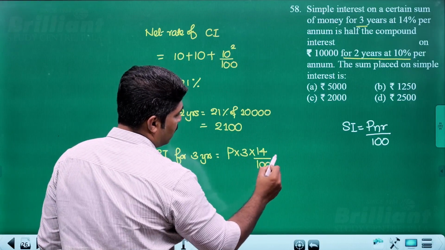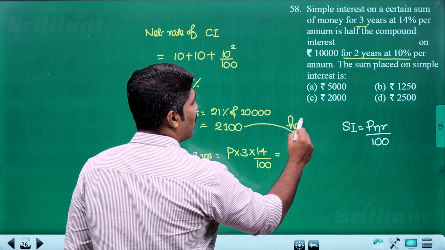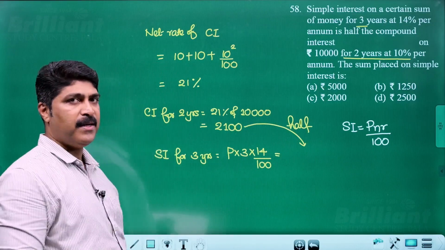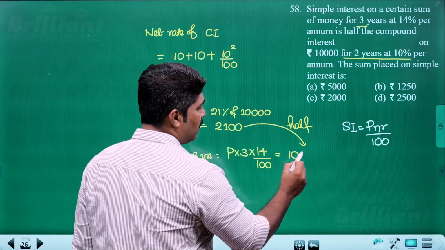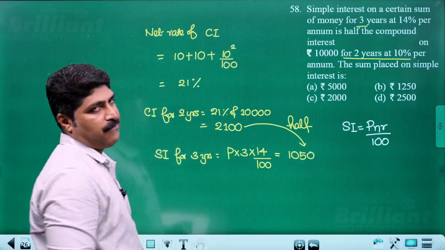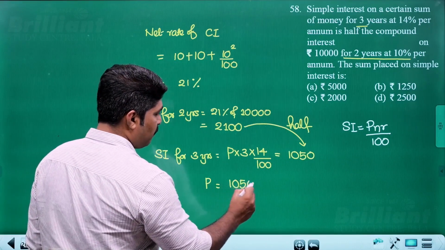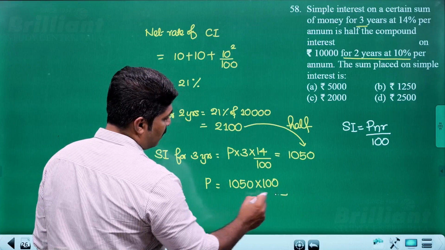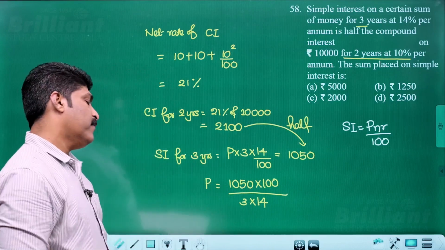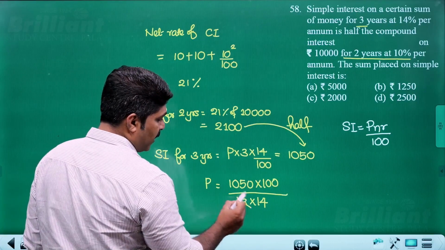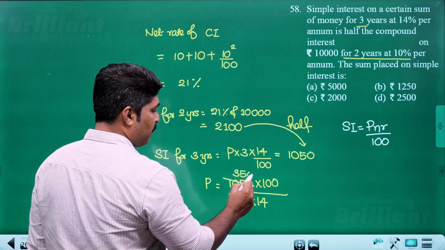So this is exactly half of this value. What is the half of this value? 2,100. So that's equal to 1,050. Just simplify it. So therefore, what is the value of P here? P is equal to 1,050 into 100 divided by 3 into 14. Whenever we are doing the simplifications, first of all, we can cancel like this. So this is equal to 350.